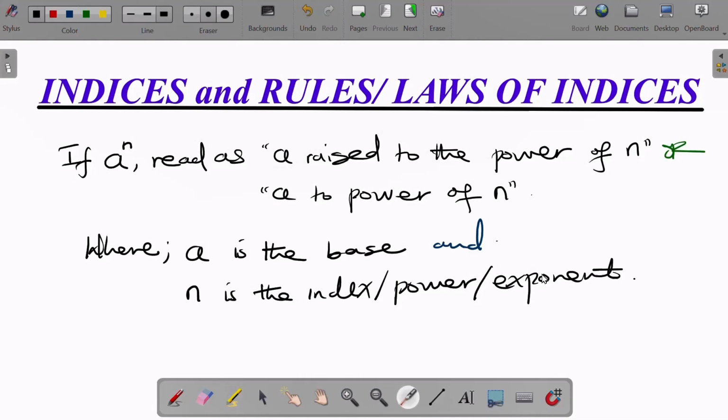And in this presentation, I'm going to take you through an introduction to indices, whereby we are going to talk of the definition of indices, the rules or laws of indices, and examples of indices, and try to see how we can simplify them or work upon them easily.